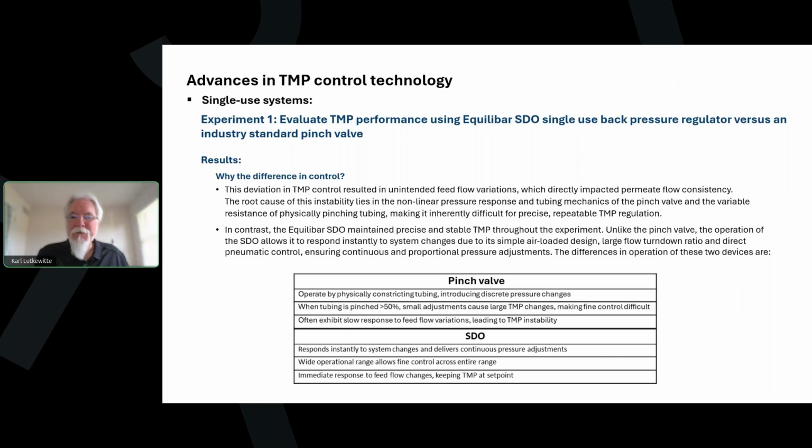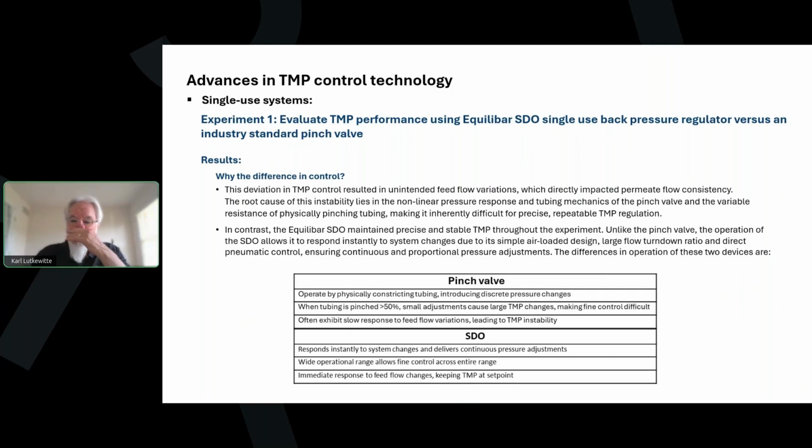The Equilibar SDO maintained a precise and stable TMP and flow throughout the experiment. And unlike the pinch valve, the operation of the SDO allows it to respond instantly to system changes due to its simple air load design. The air acts directly on the control mechanism. The flow control mechanism is the diaphragm, and the air is pushing down directly on that. So just incredibly simple. There is no linkage. It's just the diaphragm against the orifices to control flow. So it's very immediate, and it's incredibly accurate as well.